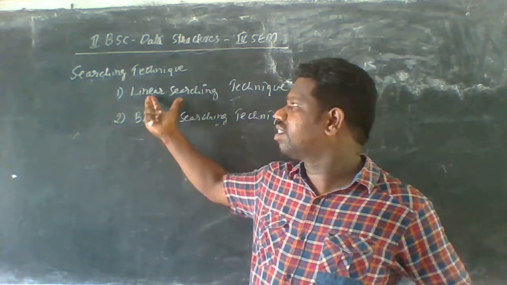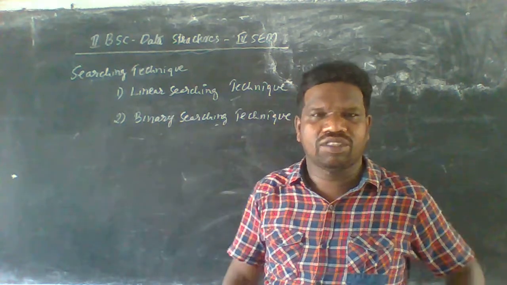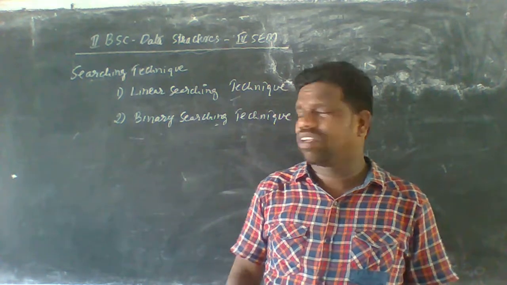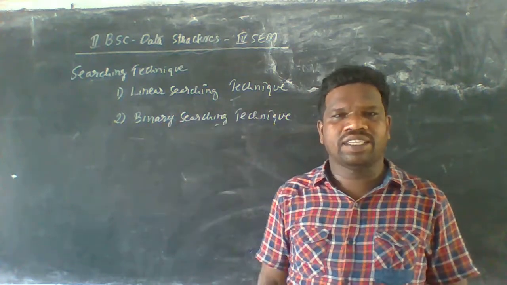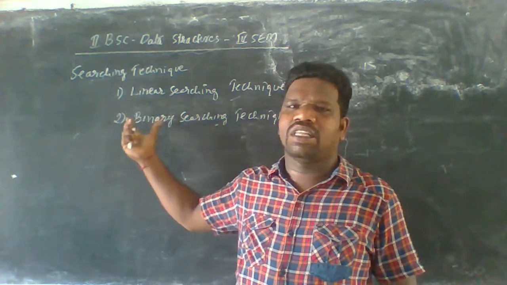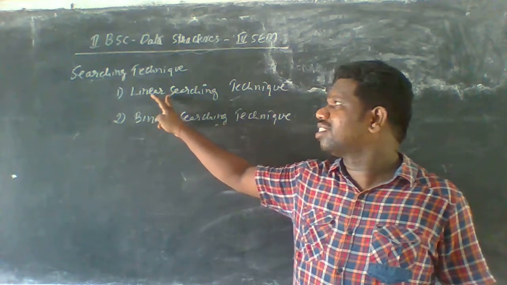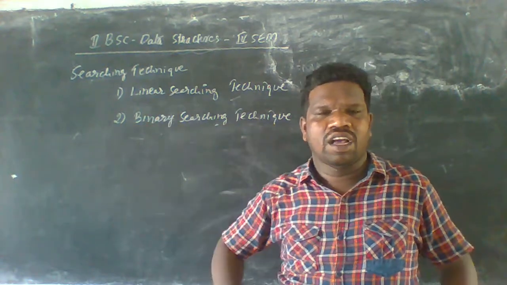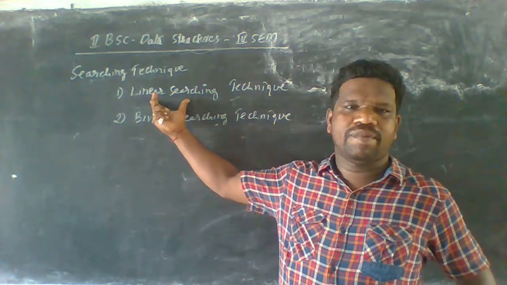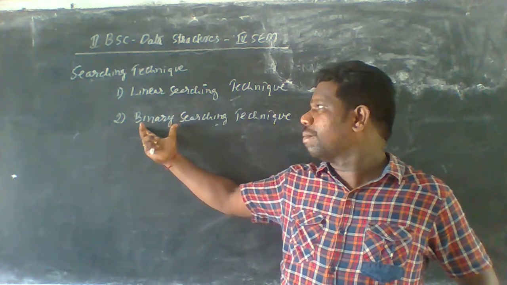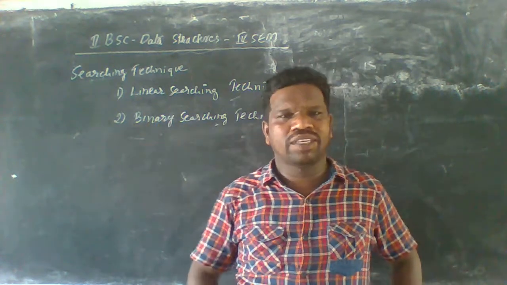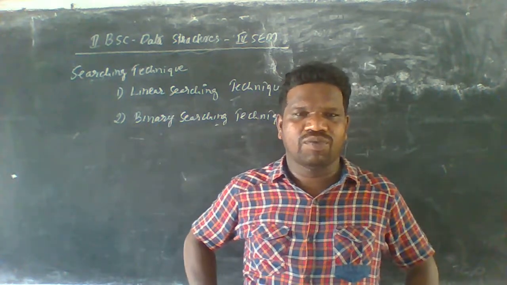What is the difference between these two? Linear searching is slower, while binary searching performs very fast. That is the main difference. Linear searching can find the element in a one dimensional array or a two dimensional array, whatever it may be. Whereas binary searching can search the element only in one dimensional arrays.